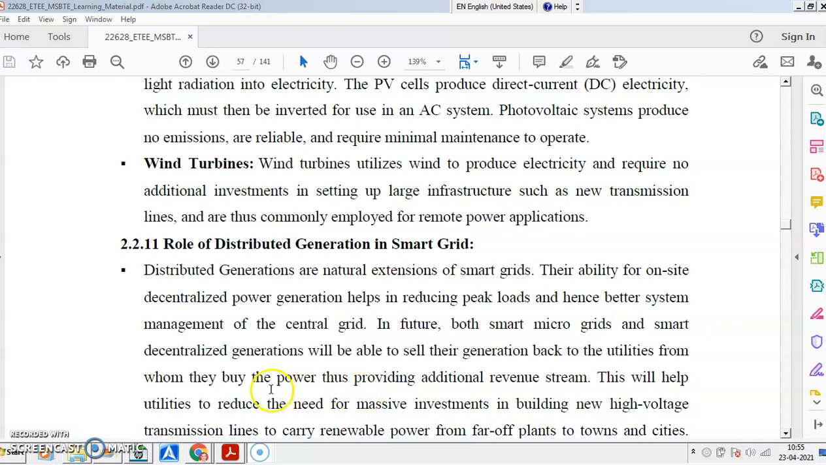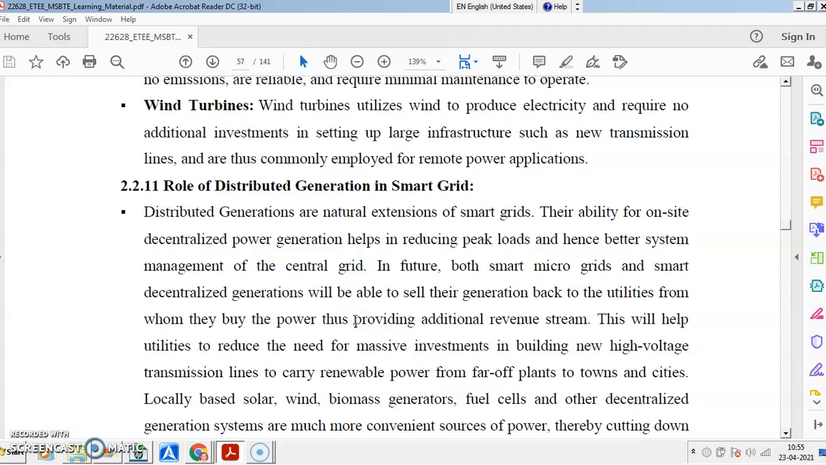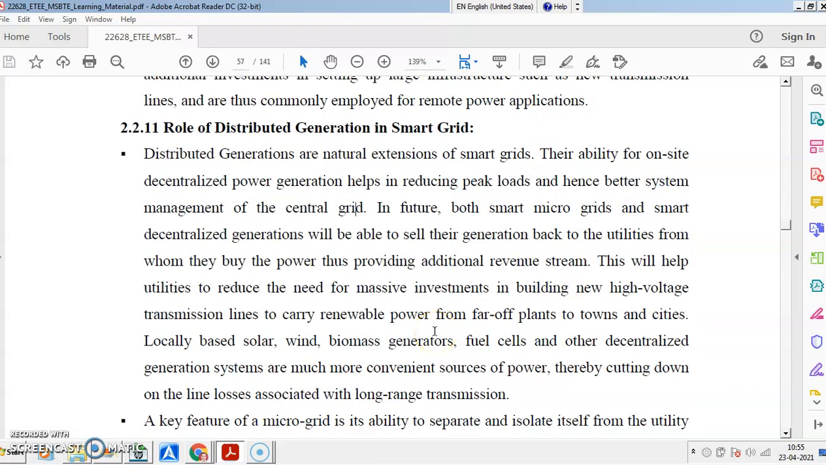Let us see the role of distributed generation in smart grid. Distributed generation plays a vital role in smart grid. It is a natural extension of smart grid. The ability for on-site decentralized power generation helps in reducing the peak load, as we have discussed, based on the demand response. Hence, better system management can be done in the central grid.